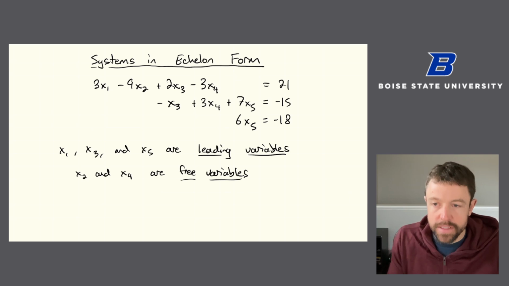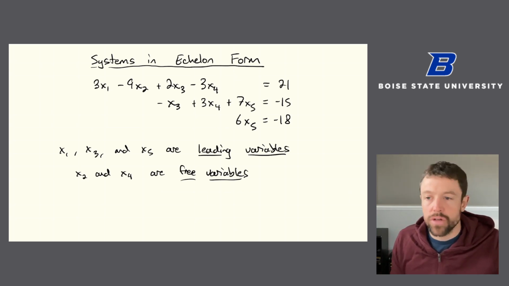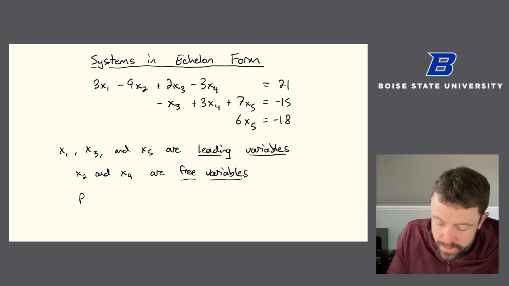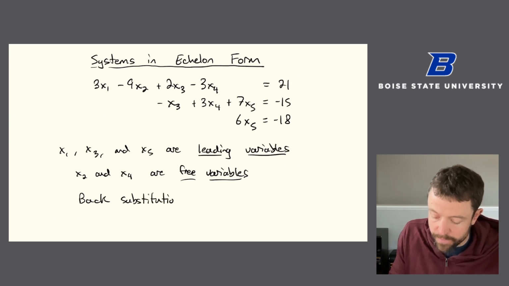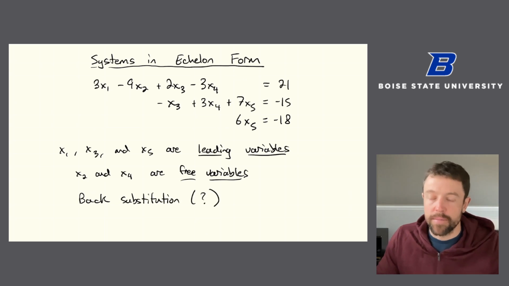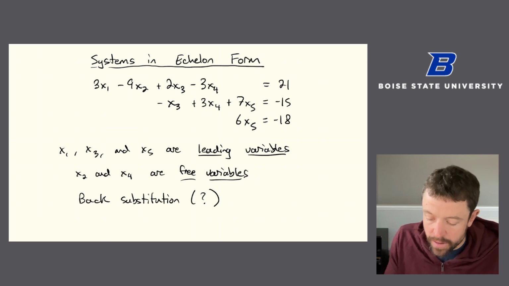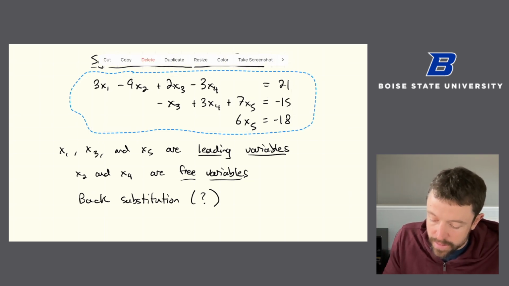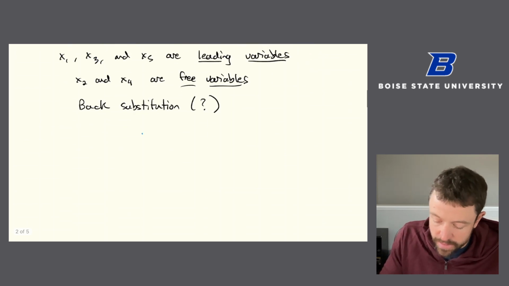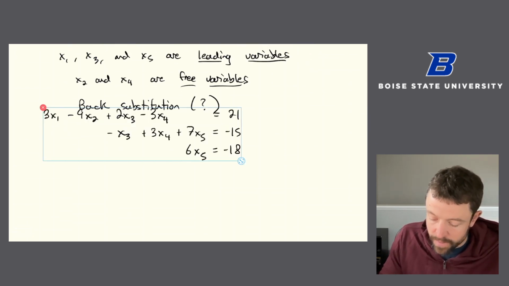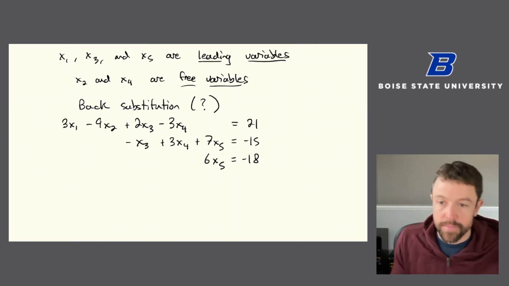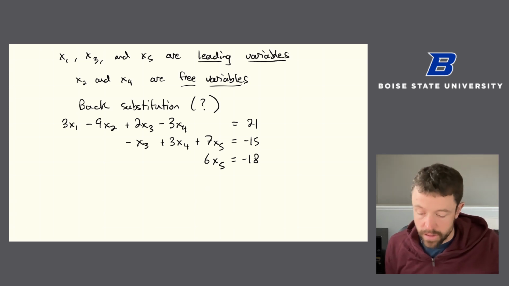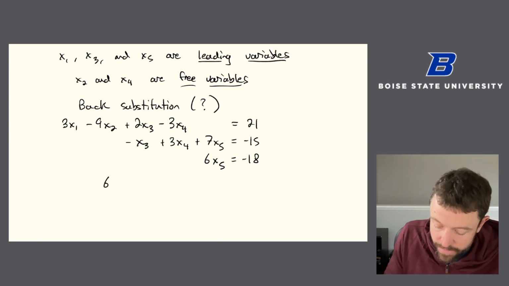So how can we solve a system in echelon form? Well, let's just try what we did with the triangular system. Let's do back substitution, and maybe I'll put a question mark. I mean, it's going to work, but we're going to have to change something. So it's not really clear that this should work. I'm going to copy this system just to move it down a little so that we have space to see what we're doing. So let's try to do back substitution on this system. Starting with the bottom equation, things look good. We have that 6x5 equals negative 18.